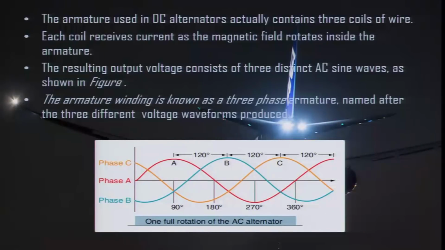The armature used in a DC alternator contains 3 coils of wire. Each coil receives current as the magnetic field rotates inside the armature. The resulting output voltage consists of 3 distinct AC sine waves, as shown in the figure. You can see the 3 sine waves here. The armature winding is known as a 3-phase armature, named after the 3 different voltage waveforms produced.